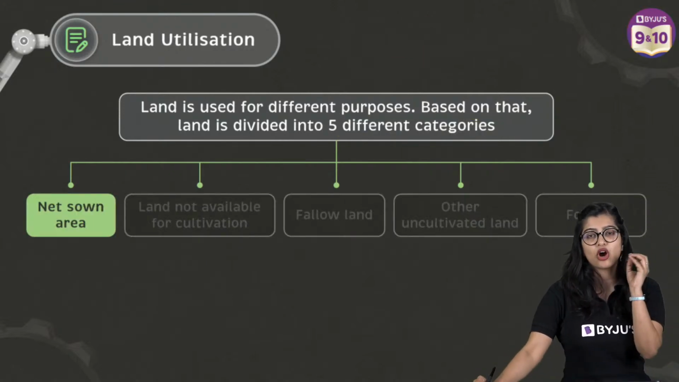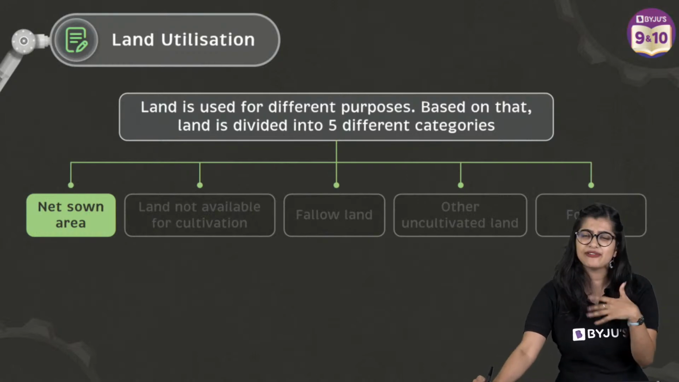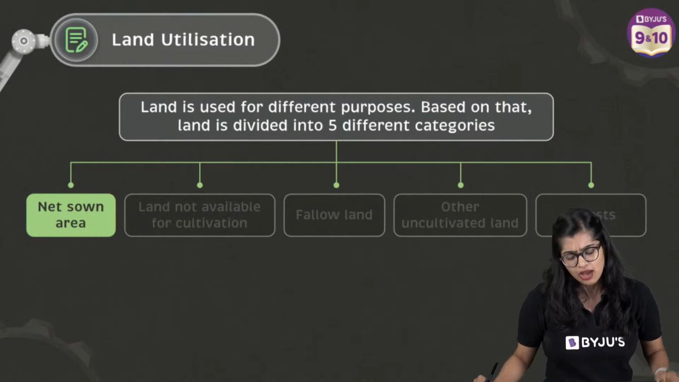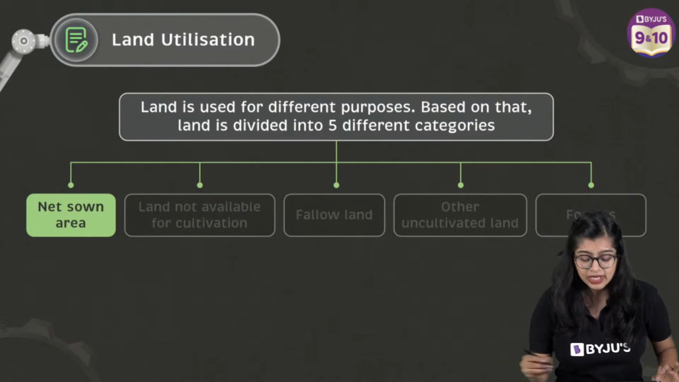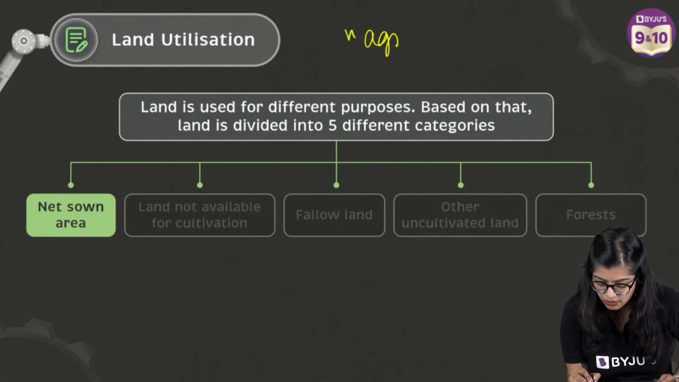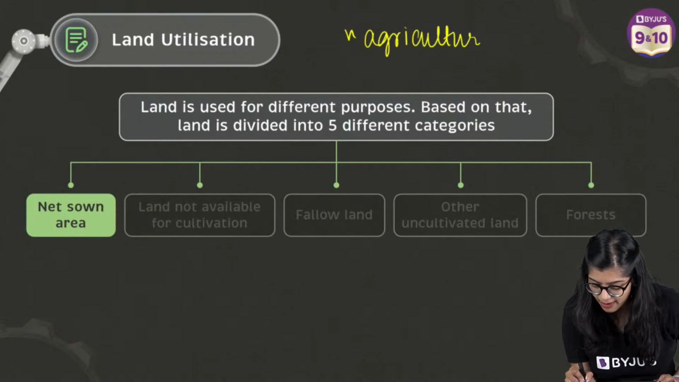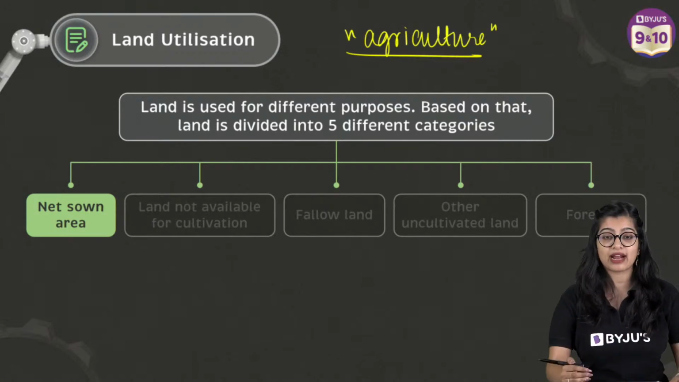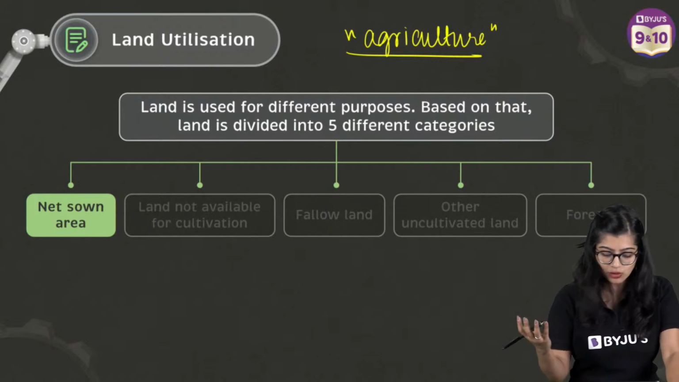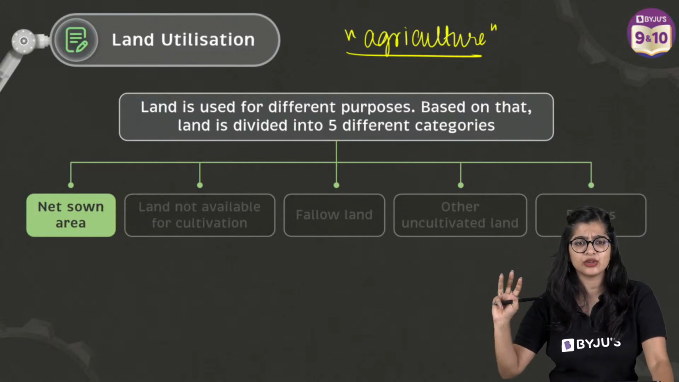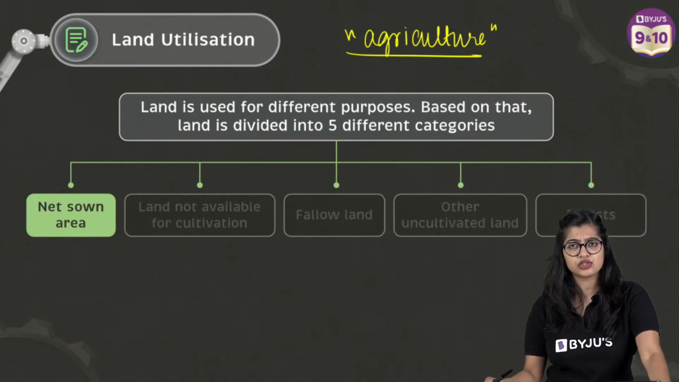Whenever we talk about using land, if I ask you what do we use land for, the first answer you will all give me unanimously is agriculture. Ma'am, we need land because we have to practice agriculture. So a lot of you know that the primary use, or mainly when we think about land usage, we talk about agriculture.